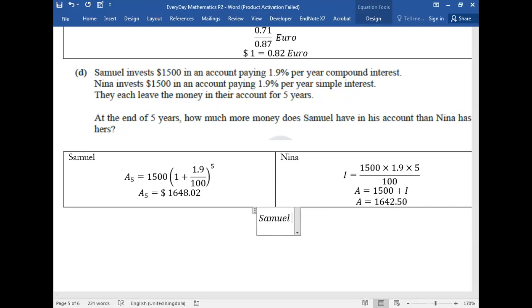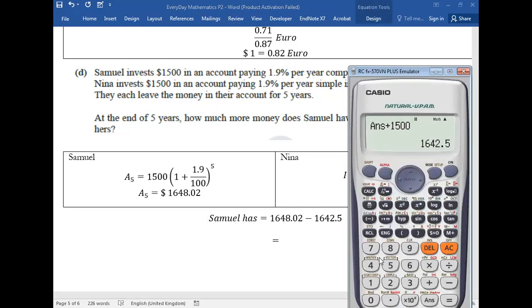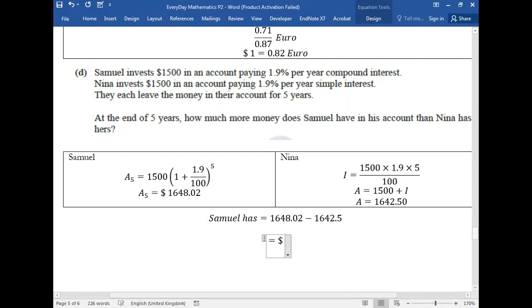So we can say that Samuel has 1648.02 minus 1642.5, which is $5.52 more. Is this clear, class?